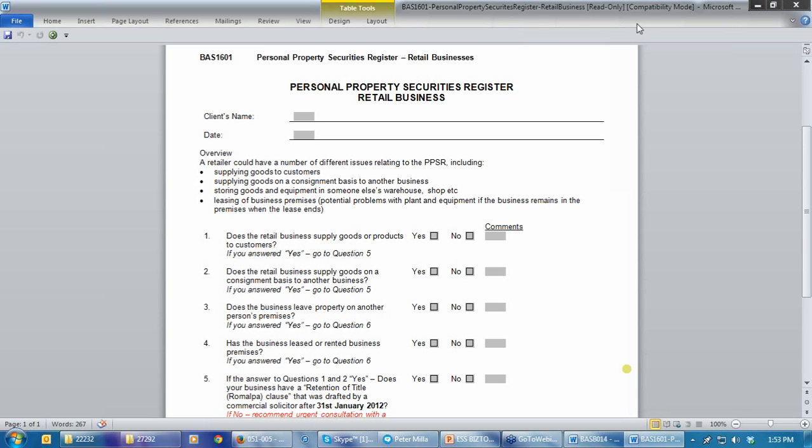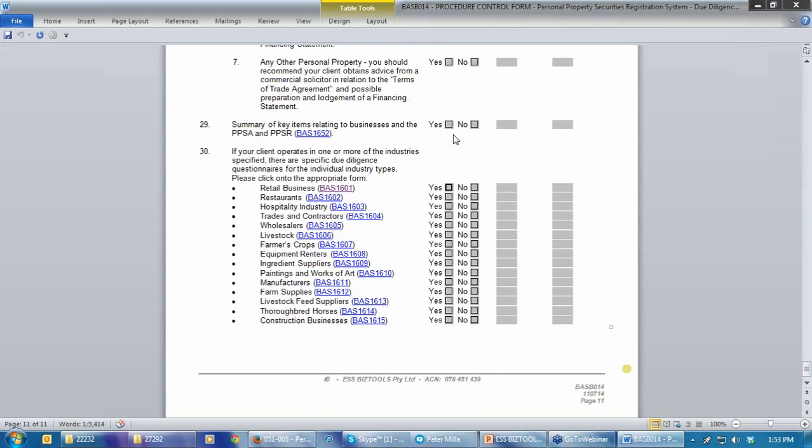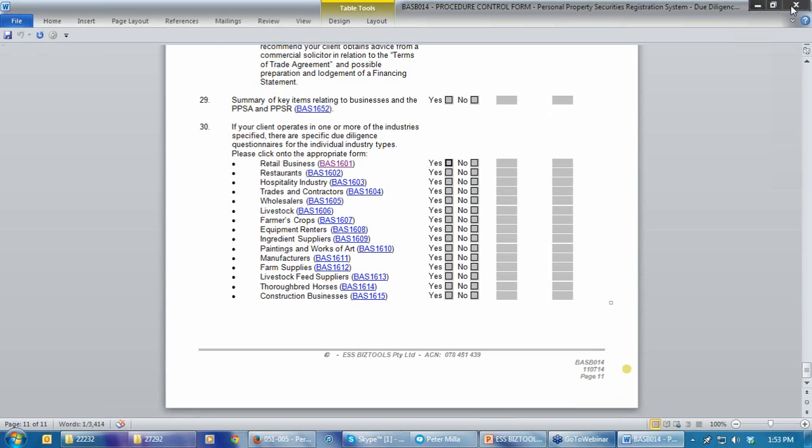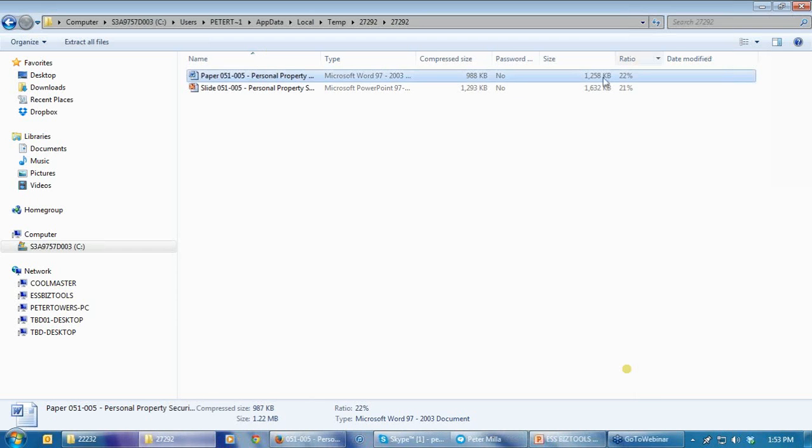So it is part of a further cost to business to be undertaking this work. So that's the overview there.